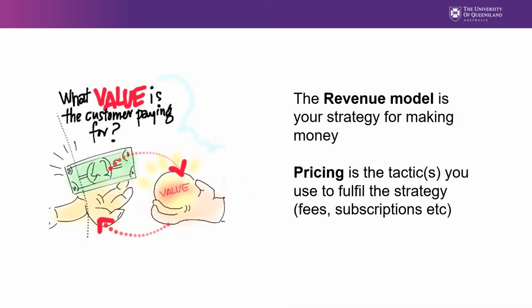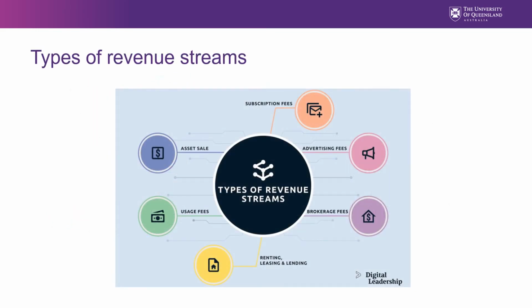Revenue models need to consider the direct sales or the strategy for revenue, as well as the tactics such as pricing, fees, subscriptions, etc. Successful businesses rarely have a single revenue stream. Employing multiple revenue streams hedges your bets in case part of your operation fails or the business environment changes. Here are some examples of revenue streams.